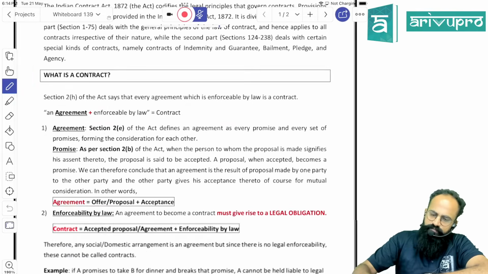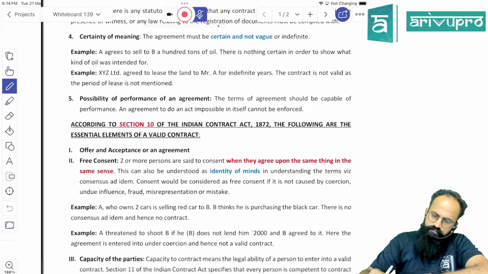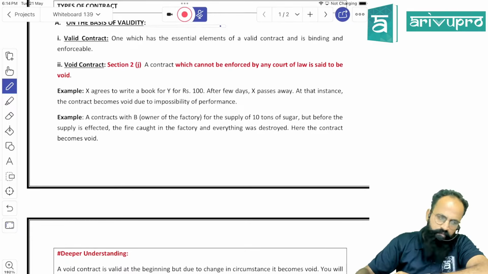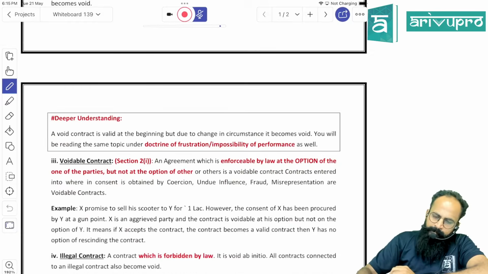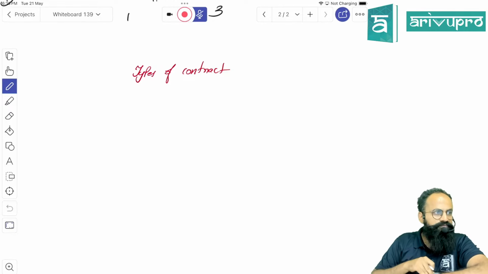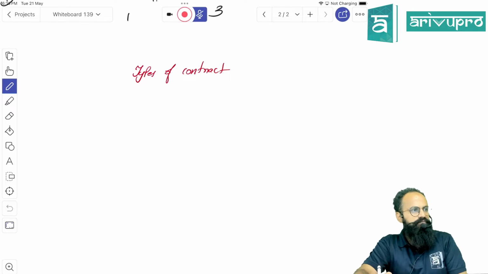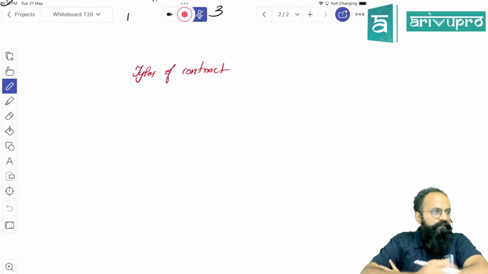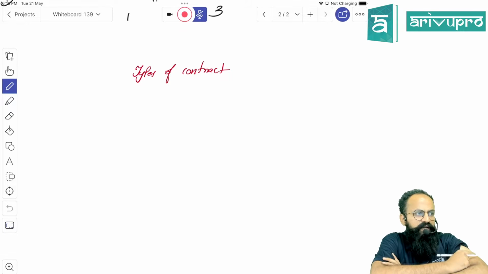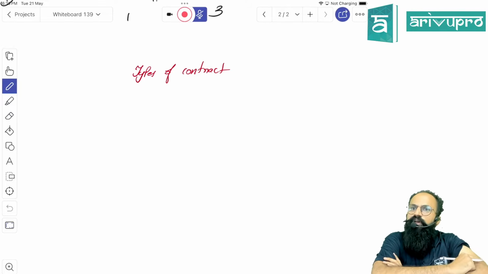Types of contract. Yes, sir. Okay, question, sir. Then can't a family member create a legal relationship at all? If at all we have to create a legal relationship, then is it possible? So, can't there be a contract between the family members? Then we are saying it is social and domestic agreements.